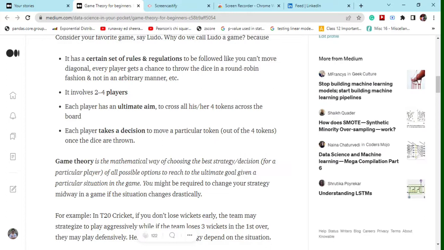So given how the other players are performing in the game, eventually they set up some state, some situation in the game, and depending upon that, game theory helps us to choose the best strategy given the current condition.